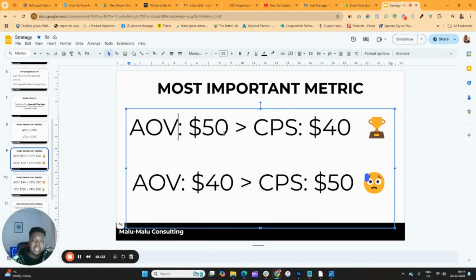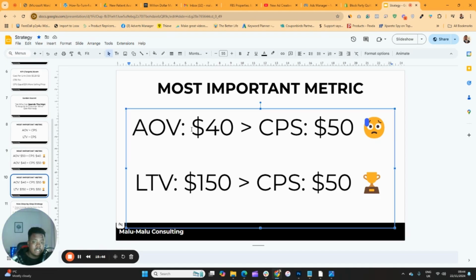So the point I'm trying to make is, do your numbers, work out exactly your economics. How much does it cost you to acquire a customer, and what is the average order value? So in this case, if your average order value is $40 and your cost per sale is $50, then you only have two options. You can either decrease this number or increase this number. It's a lot easier to increase this number than it is to decrease this number, sorry. So it's a lot easier to get somebody to spend an extra $10, $15, $20 than it is to lower the cost to acquire that customer by $10, $15, $20.